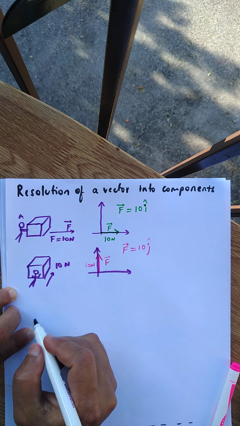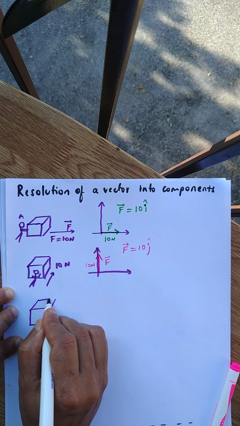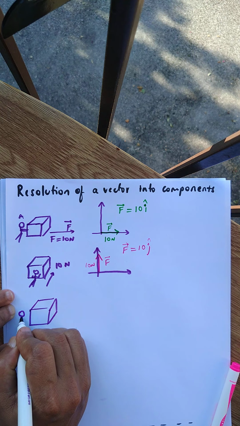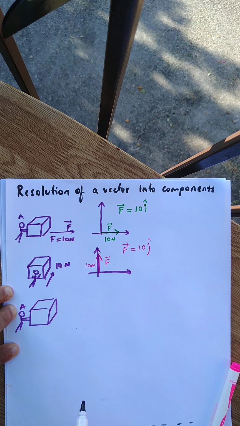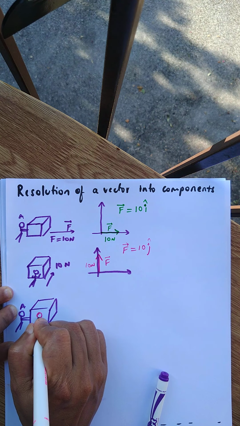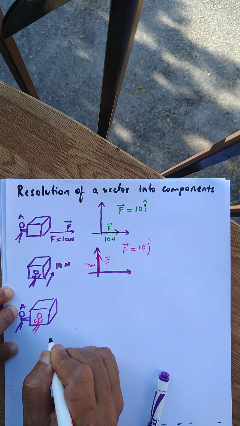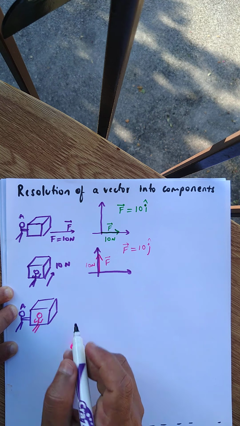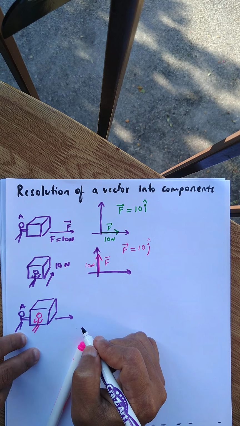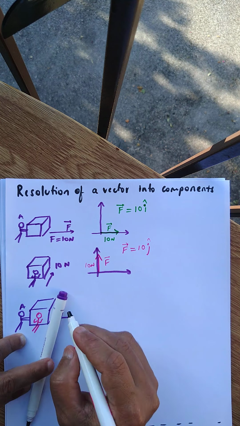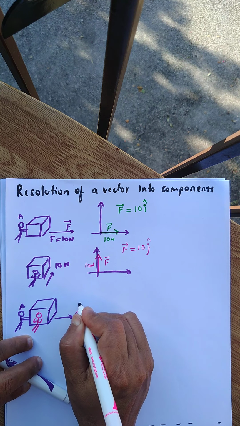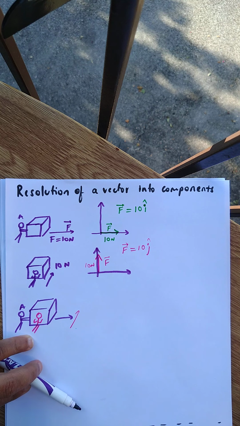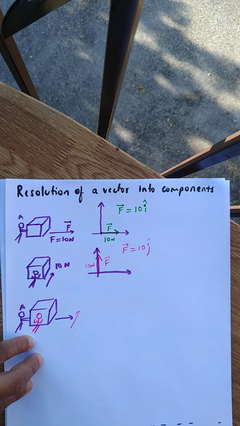Now let's say the same box is now pushed by two people, person A as well as person B. So person A pushes it in the direction of the positive x-axis and person B pushes it with some force away from us. So how do you represent these two forces?